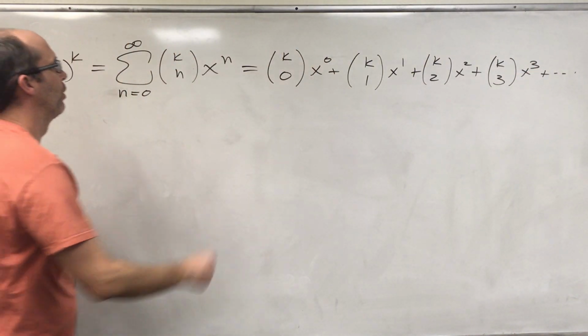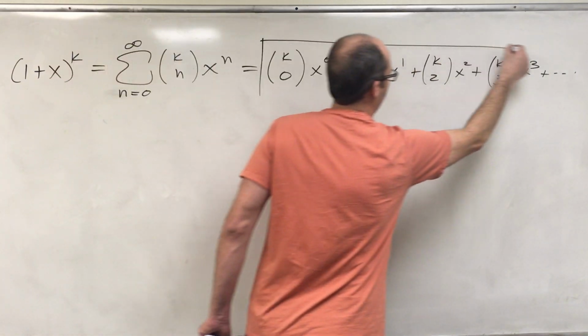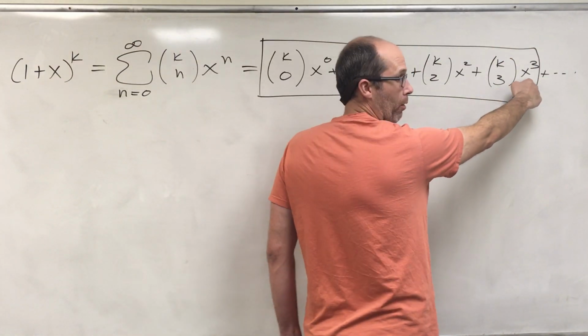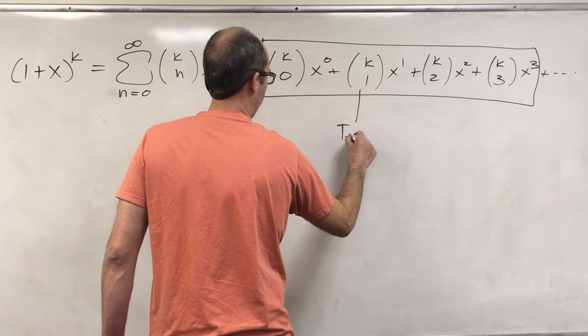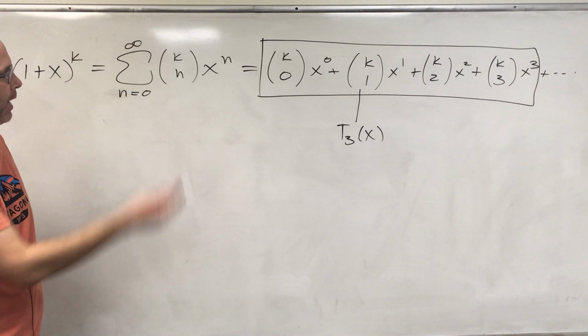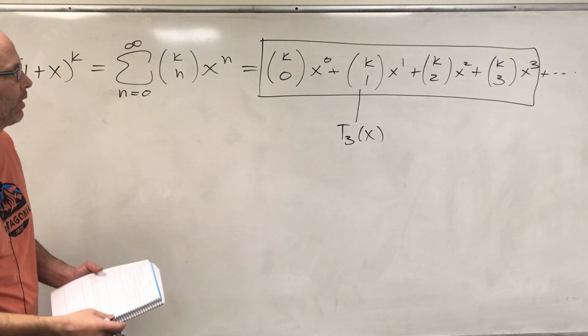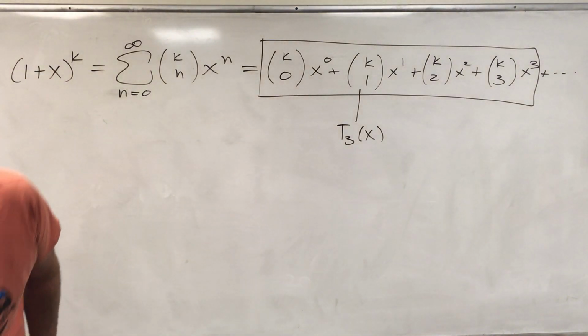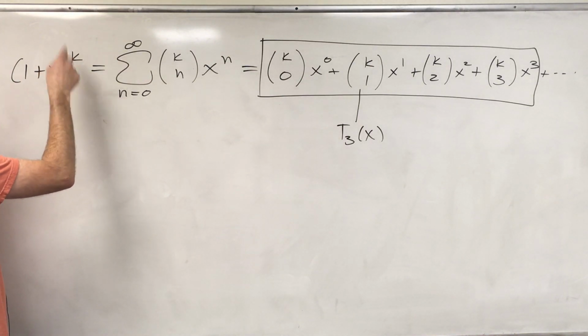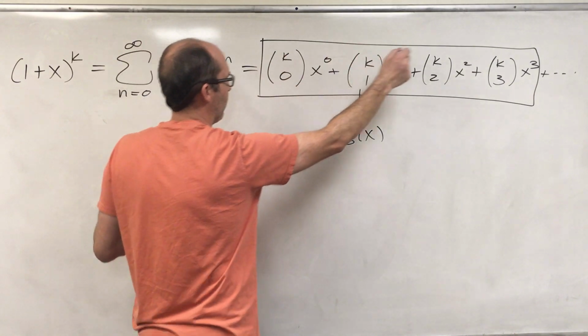Okay, so this right here, this is my third degree. Highest power of x is 3. Taylor polynomial, my third degree Taylor polynomial. That's what we're trying to find for the specific example where k is negative 4, and we want to make these into numbers.